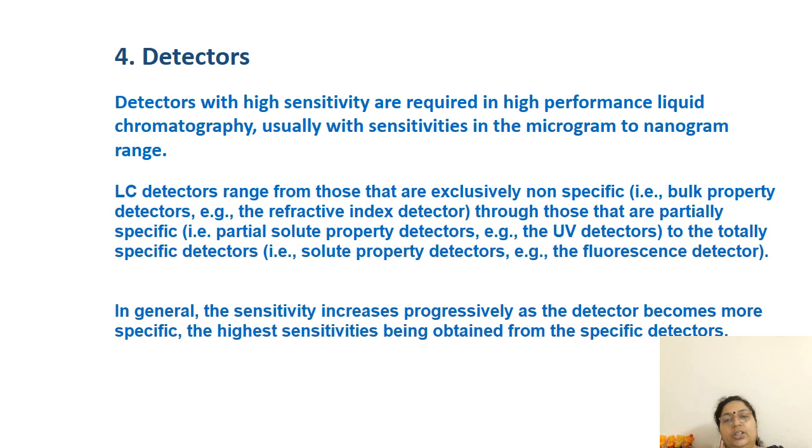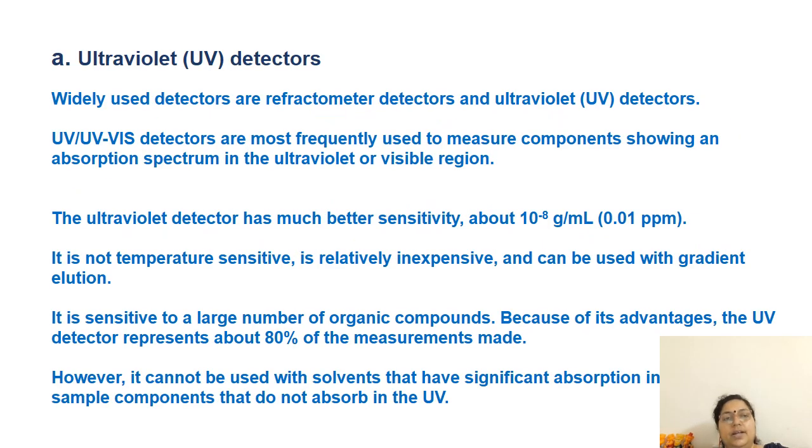LC detectors include non-specific detectors such as the refractive index detector, partly specific detectors such as the UV detector, and totally specific detectors like the fluorescent detector. The sensitivities increase with specific detectors. First one is the ultraviolet detector.